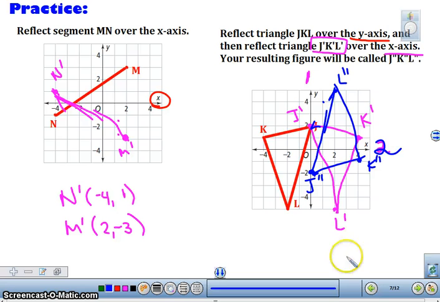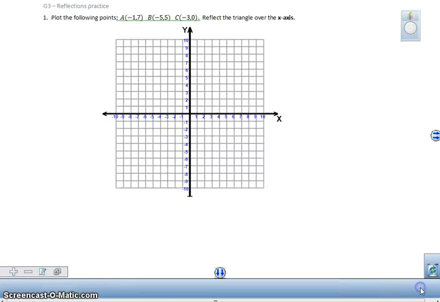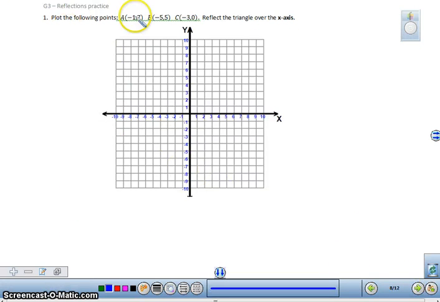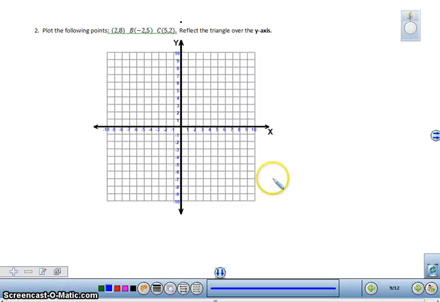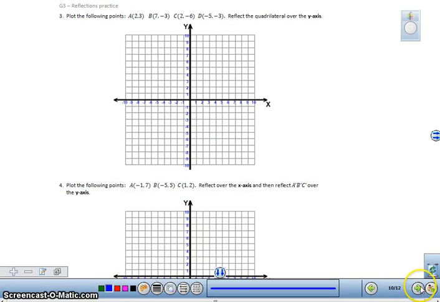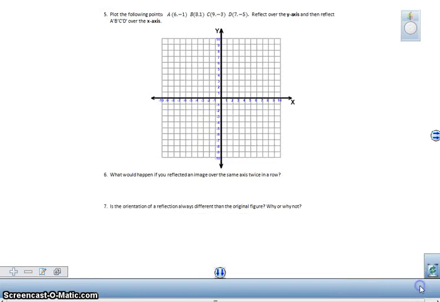So what you're going to be doing in a few minutes, I'm going to show you what your homework is. You're going to be asked to plot the points and then reflect over the x-axis. In the next one, again, you're going to plot the points. Remember, when you plot those first points, the x-coordinate always tells us to go left and right and then up and down. And then you're going to reflect over the y-axis. Okay? So you're going to be doing your homework. I think the worksheet is pretty self-explanatory.